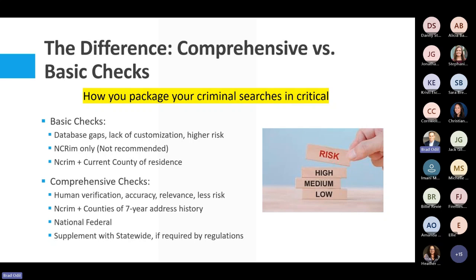And then if you had to, because of regulations, we might supplement it with a statewide. I mean, many of our healthcare providers want that additional state data, even though it may not be all encompassing, it still fits or meets some regulatory requirement for auditing purposes. So that kind of puts it from a higher risk basic check to a lower risk comprehensive check.